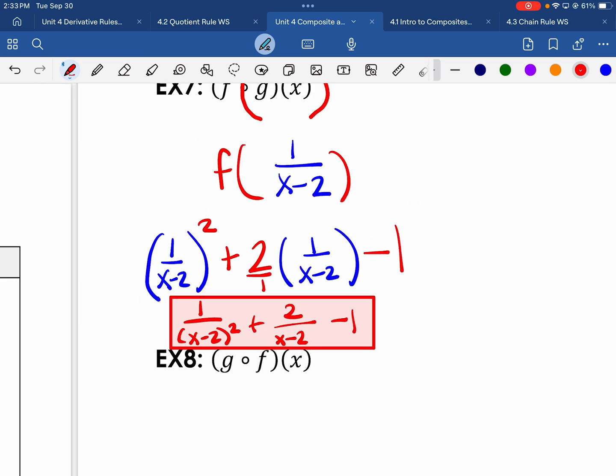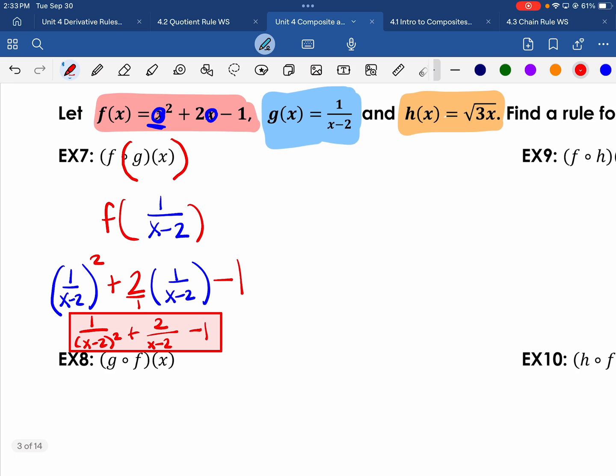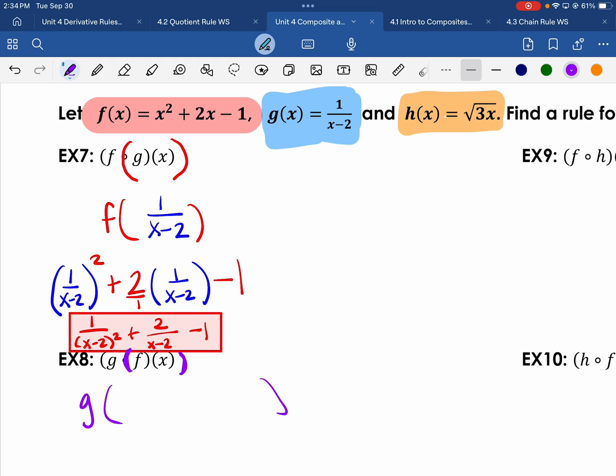All right, you ready to try another one? So let's go down to 8. This one right here. First thing I'm going to do is throw up parentheses in place of that open circle. So what is my inside function going to be? f of x, which is that guy right there. So I'm going to write g of, and then f of x, which is x squared plus 2x minus 1.